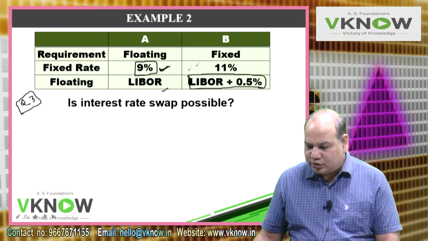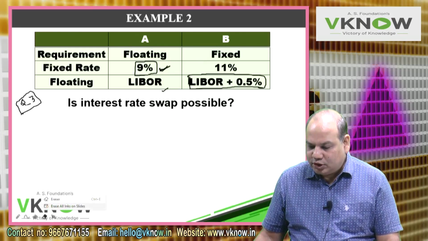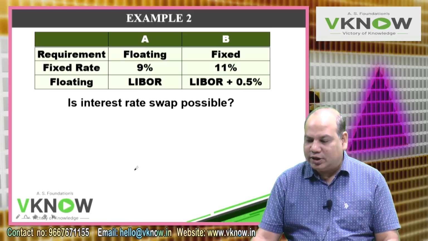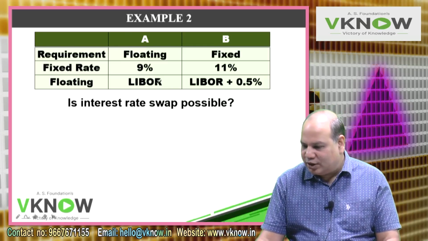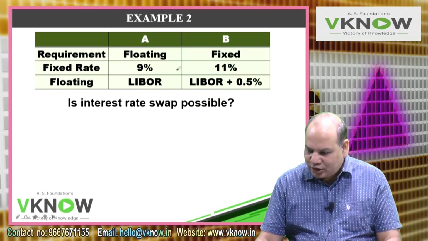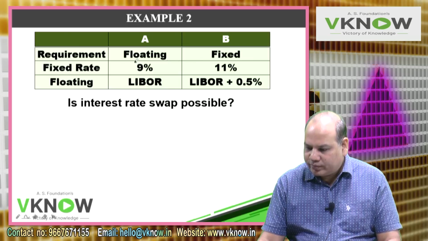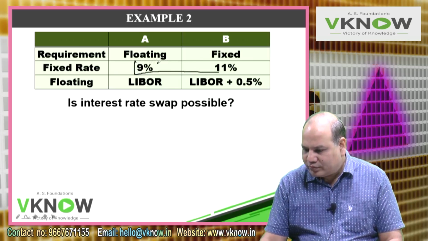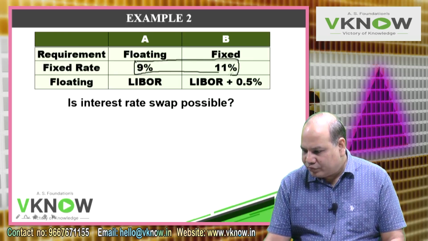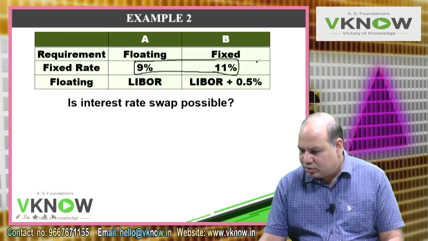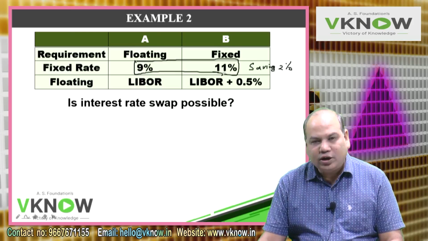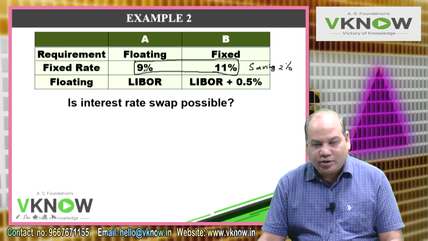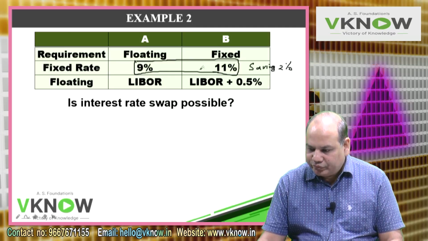But the thinking process has to be seen in a different way. Think of them as a team. A team always has more benefit than an individual. Yes or no? Yes. If, instead of B, A borrows at fixed rate, so how much is the saving? As a team, they will save 2%. Otherwise, B would have borrowed at 11, A borrowed at 9, so they save 2.